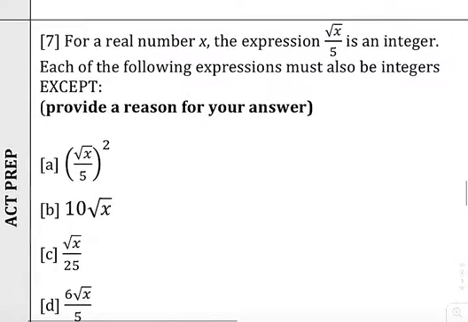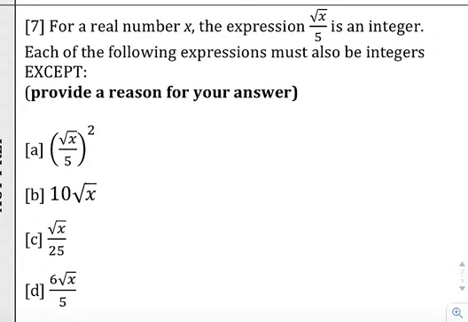Alright guys, ACT prep. So for every real number x, which means x can be any number that I choose, the expression square root of x over 5 is an integer. This is a really important piece of information, and we should stop and make sure we can interpret this part correctly first. An integer, if you recall, is any positive or negative whole number.